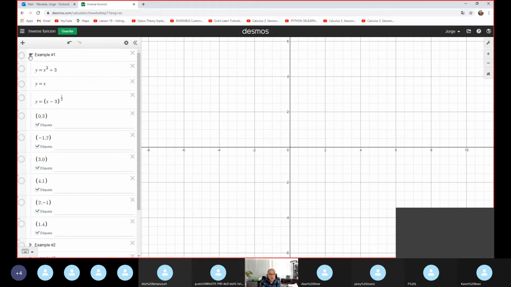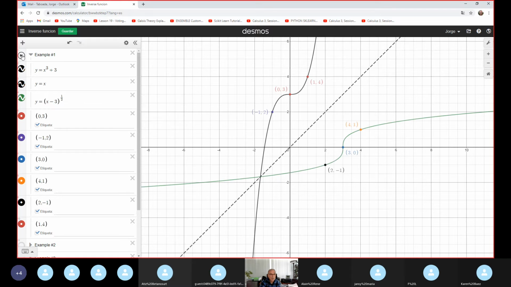Okay. Example number 1. Look at that. Okay, this is my original in black color. 3 points. This is my new one in green color, the inverse. And the points. And how do you get those points? Easy. Interchange x and y. And this is the famous line, y equal x.